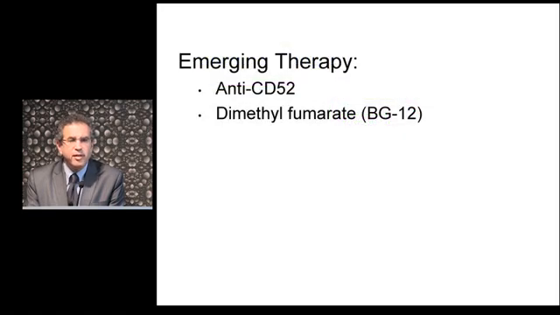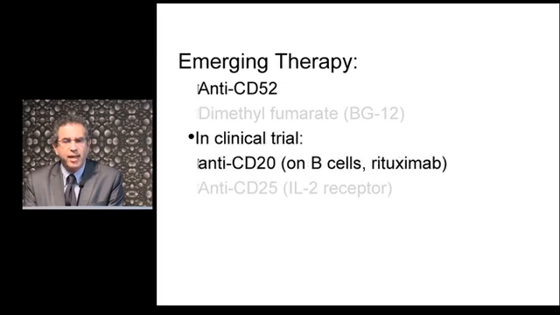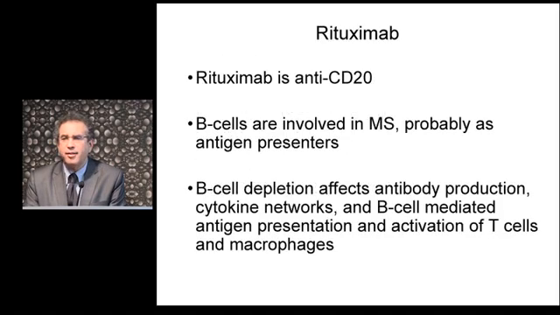In terms of emerging therapies, I'll discuss representative examples of these: anti-CD52, dimethyl fumarate, and in clinical trial, anti-CD20 and anti-CD25. I'll present briefly on both of these molecules. What I'll do now is discuss Campath, and anti-CD20. I believe dimethyl fumarate is about to be approved, so it will be approved by the time this is viewed, and the anti-IL-2 receptors are further behind in development. Rituximab is anti-CD20. It's a protein expressed on B cells.